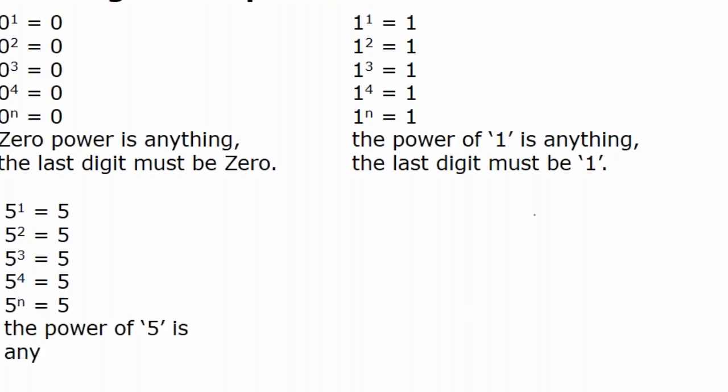So 5 power 1 is 5, 5 power 2 is 5. If you observe clearly, whatever the power of 5 is, the answer should be itself 5.